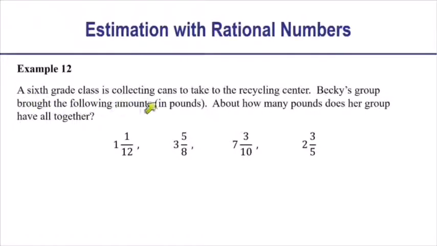Okay, here's a little estimation exercise. A 6th grade class is collecting cans to take to the recycling center. Becky's group brought the following amounts in pounds. About how many pounds does her group have altogether? 1 1/12, 3 5/8, 7 3/10, 2 3/5. So we don't want to get an exact answer, we just kind of want to get a ballpark answer. We want to estimate. So one easy thing to do is first we can add all the whole numbers because those are not going to change. 1 plus 3 plus 7 plus 2 gives us a total in whole numbers of 13.